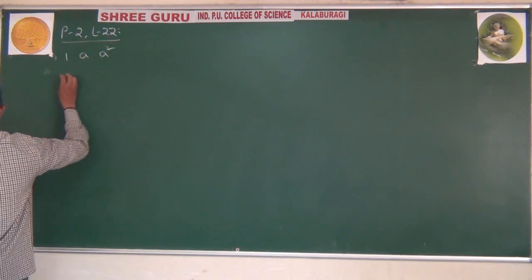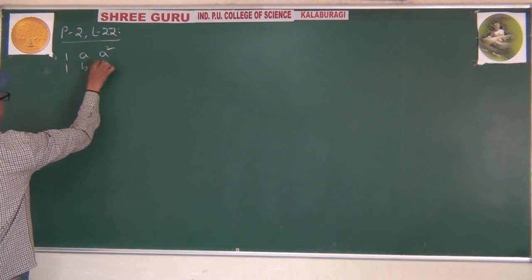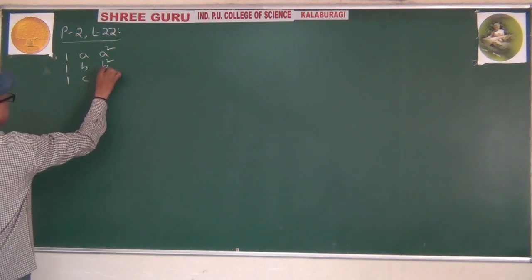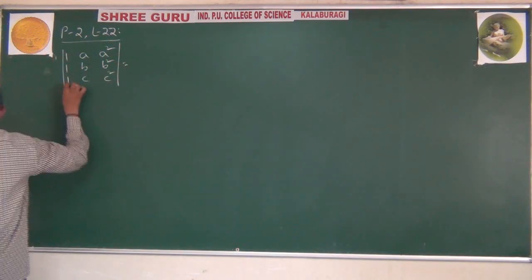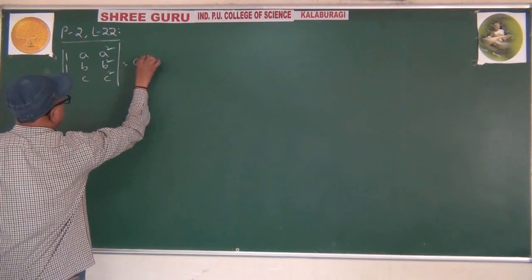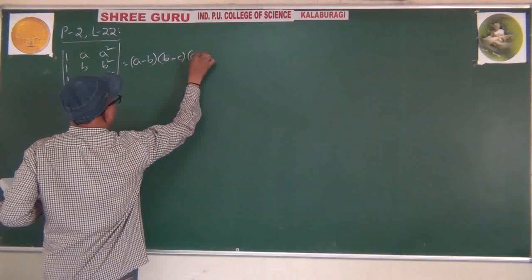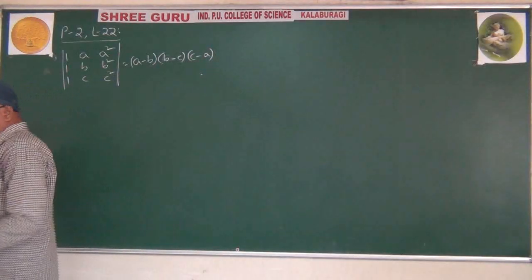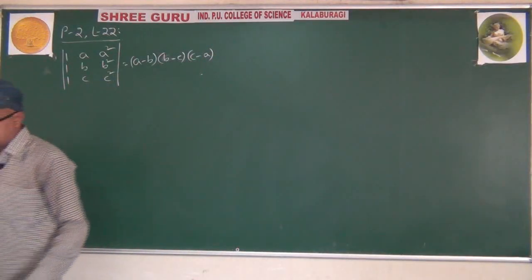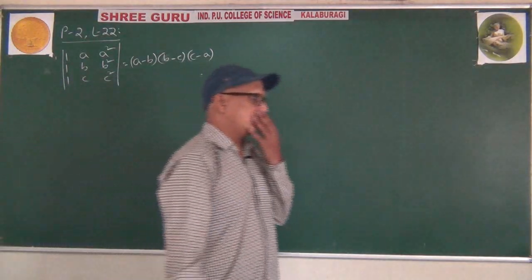1, a square, 1, b square, 1, c square equals to a minus b, b minus c, c minus a. That is the question. Okay, right?